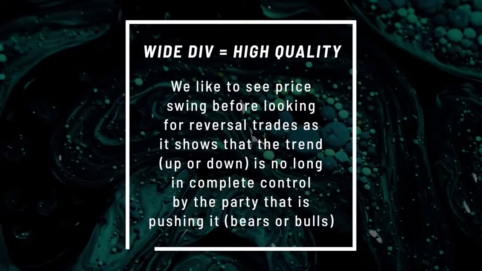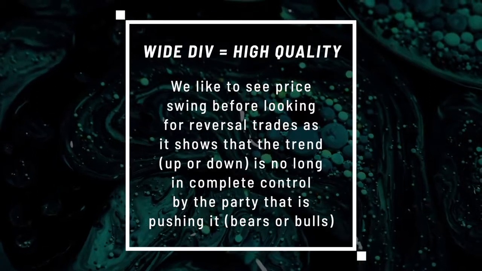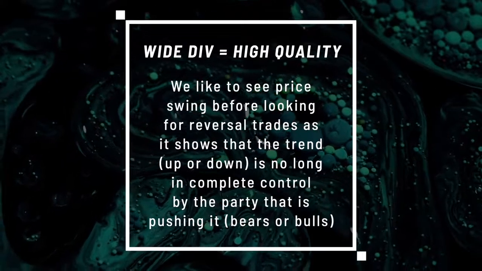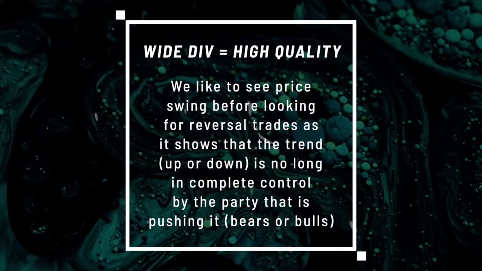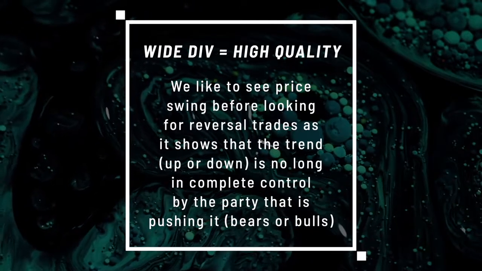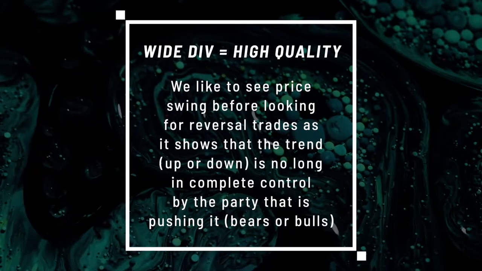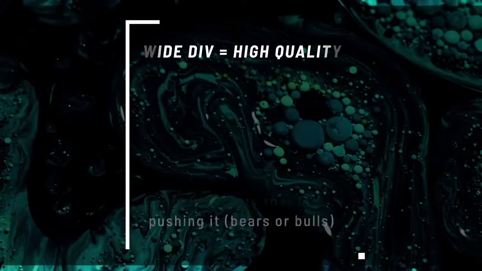Wide divergence is also what we call high quality divergence, because we like to see wide swings and price moving sideways before looking for any kind of reversal trade, because it tells us that the side in control of the dominant trend before the reversal is no longer in complete control, hence causing the wide swings in both directions.